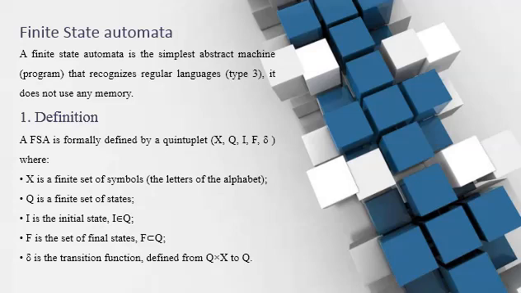a finite set of symbols, the letters of the alphabet. Q is a finite set of states. I is the initial state, I belongs to Q. F is the set of final states, F is a subset of Q. Sigma is the transition function, defined from Q times X to Q.